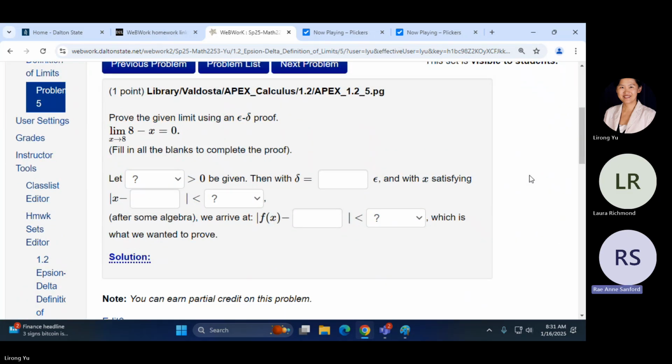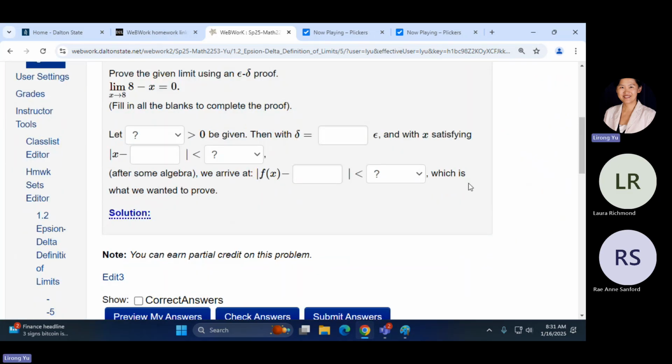Question, this one. Okay, so let's follow through. The process will be, this is epsilon, and this is x minus 8 less than delta, and f of x is 8 minus x, and the target limit value is 0 in this case. It's supposed to be less than epsilon. Epsilon delta definition of limit value. All right, so this is almost the same question as you said. So let's run through the whole process.